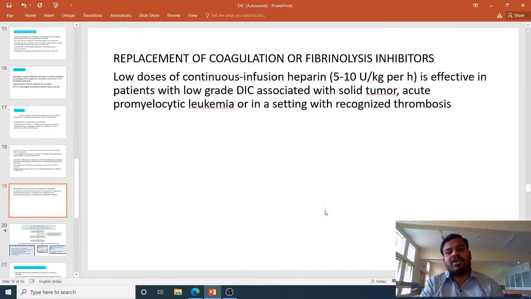And replacement of coagulation factors and fibrinolysis inhibitors, a low dose continuous infusion of heparin, 5 to 10 units per kg per hour, is effective in patients with low grade DIC associated with solid tumor, acute promyelocytic leukemia, or in a setting with recognized thrombosis.